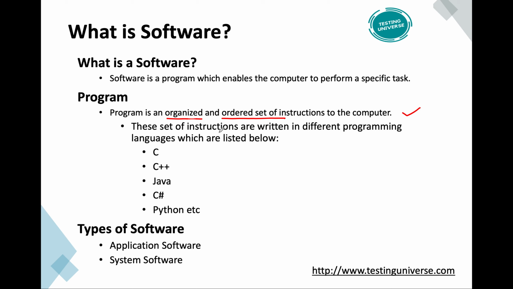These set of instructions are written in different programming languages which are listed below. There are many programming languages available, but these are the most popular. Whatever program or set of instructions we are talking about here will be written in any one of these programming languages, or it can be a combination of them, like C, C++, Java, C Sharp, Python, and etc. With the help of these programming languages, we are going to tell the computer to do some specific task.